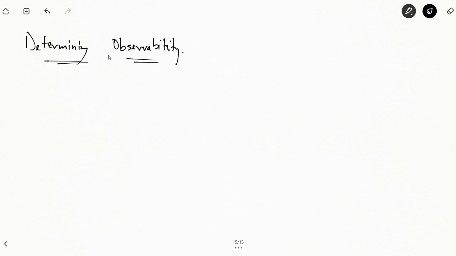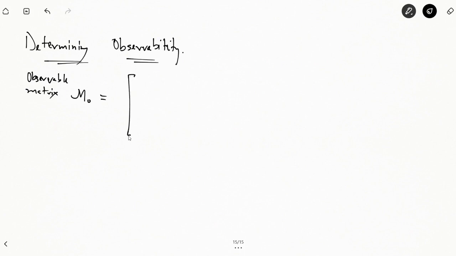Now, how can you say whether a system is observable or not? For that, you will find out an observability matrix. For finding out whether a system is controllable, you define a controllability matrix MC equal to B, AB, A squared B, up to A raised to the power n minus 1 B.